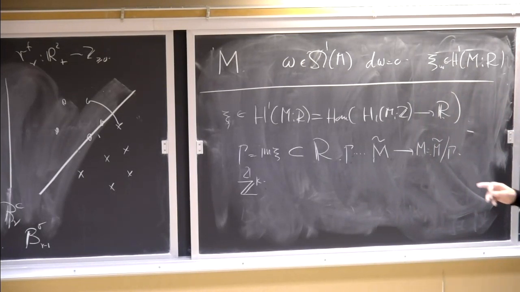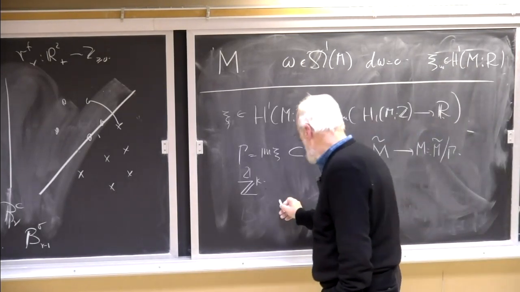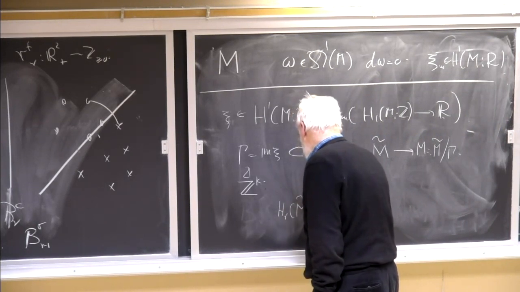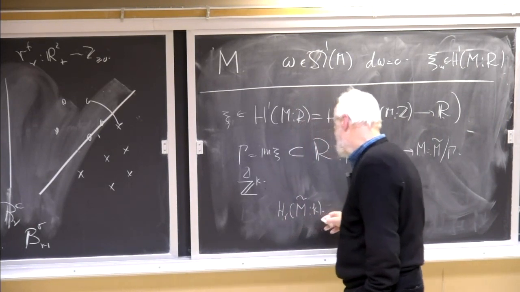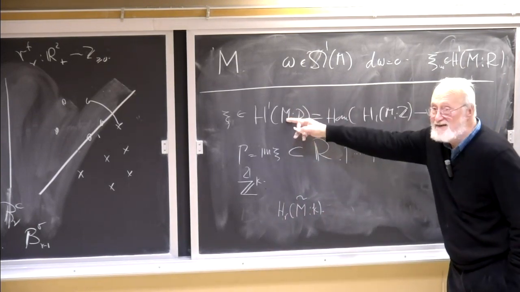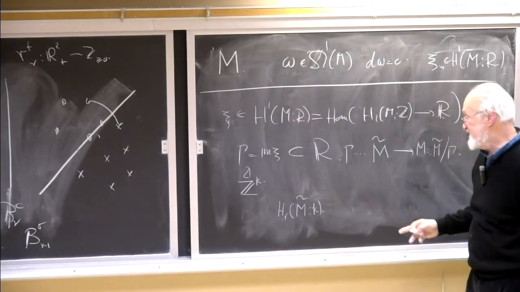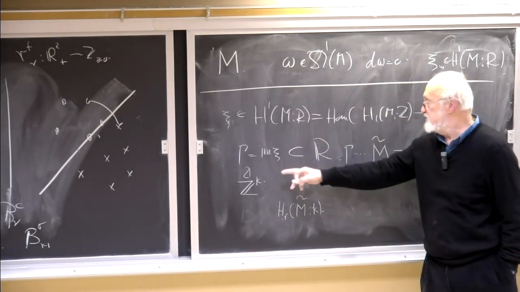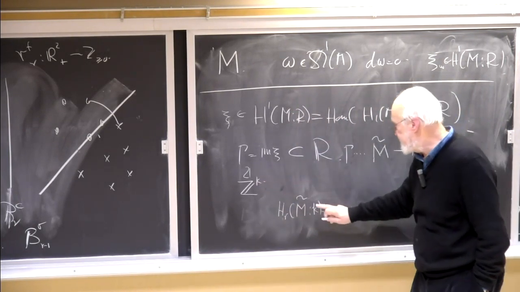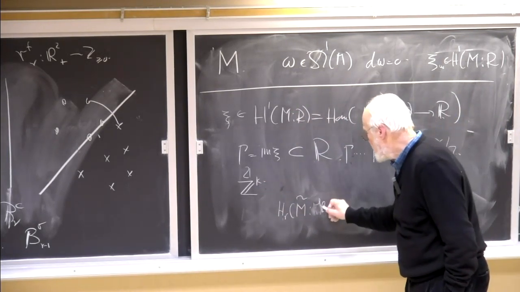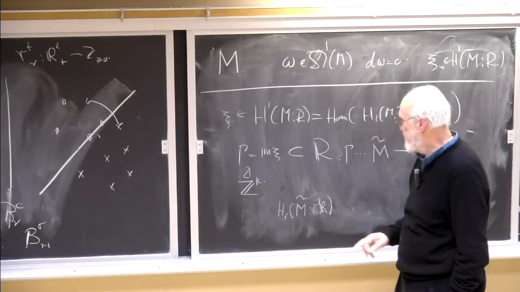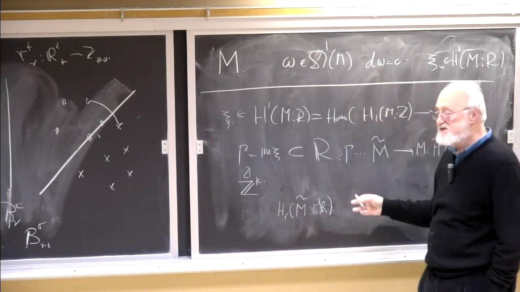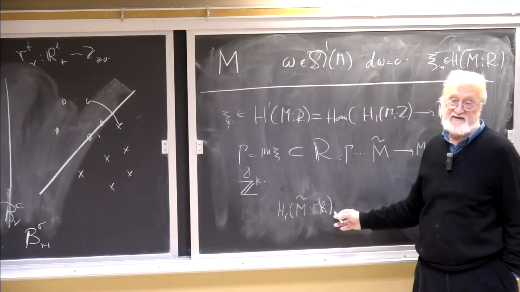As a consequence, the homology in dimension k of M tilde with coefficients in kappa, a field kappa. Well, even if M was compact, that's not a finite dimensional vector space, unless k is equal to 0. This thing is an infinite dimensional vector space over the field kappa.